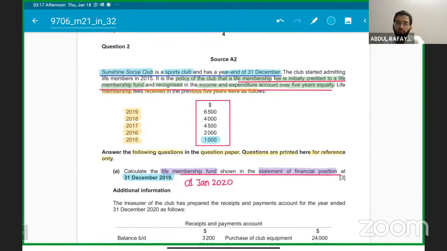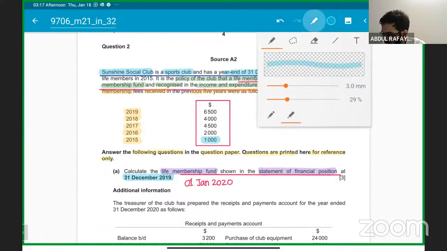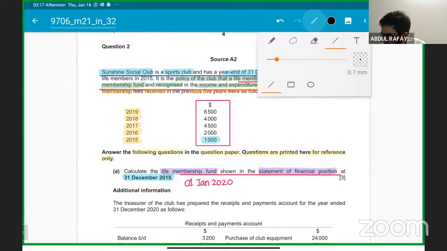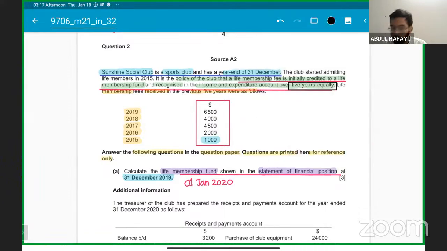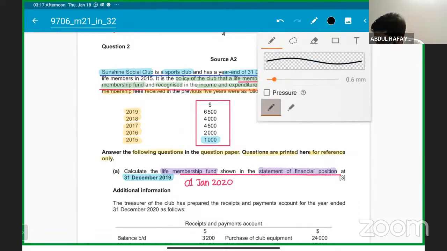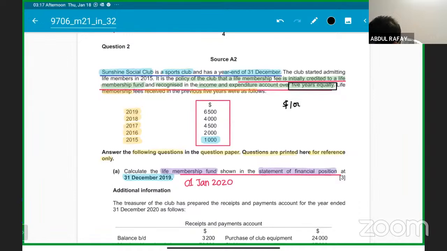Because we have to divide it by 5 years equally, right? So this will be 1,000 divided by 5, so it will be 200 per year. Everyone getting it? Are you guys with me?